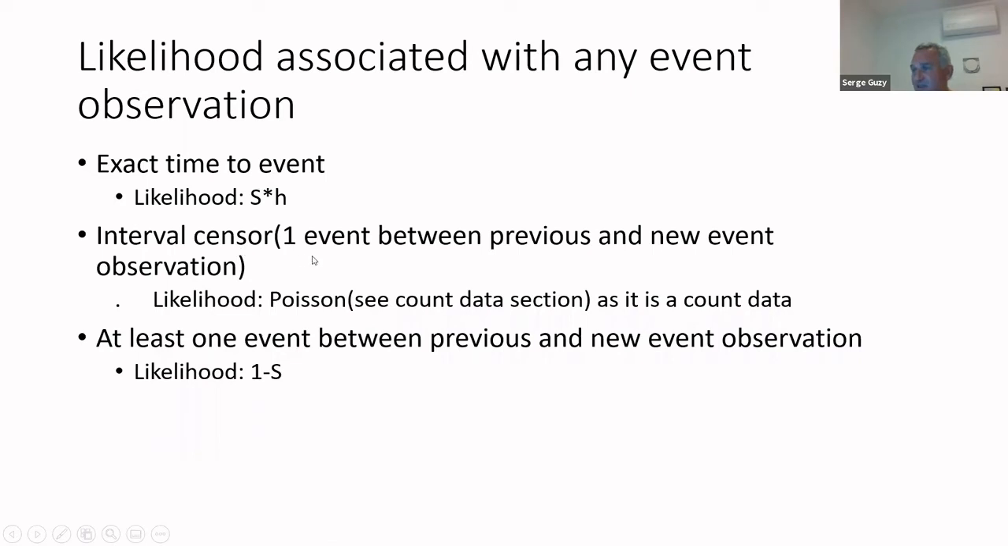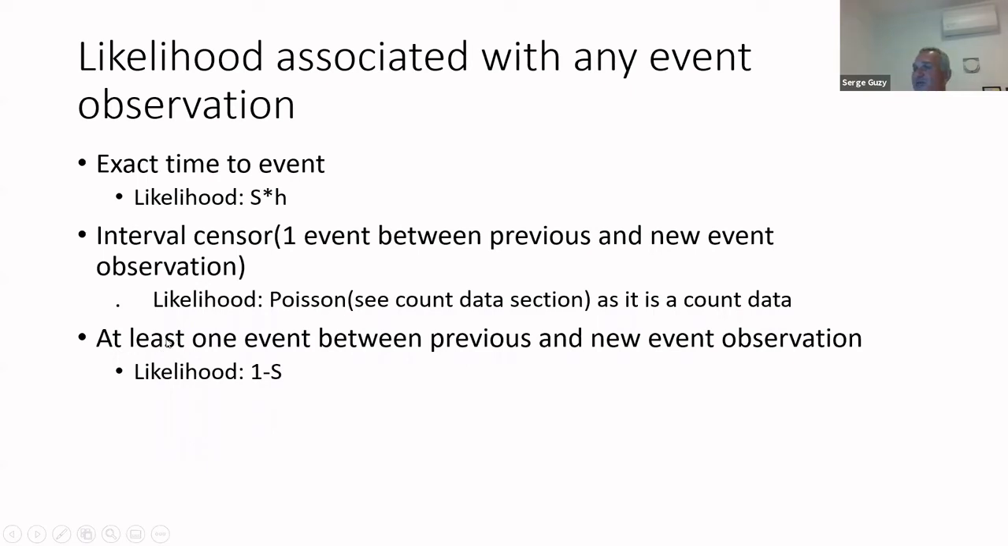If you have an interval censored observation, one event between the previous and new observation, then the likelihood is going to use the count data likelihood, because it's basically count data. It is going to integrate the hazard rate from the previous observation to the new observation, and associate that cumulative hazard to the mean of a Poisson distribution. Then it asks: I got one event between the previous and the new time, so what's the probability to get one event if the mean of the Poisson is equal to something, let's say 0.8? That will be your likelihood.